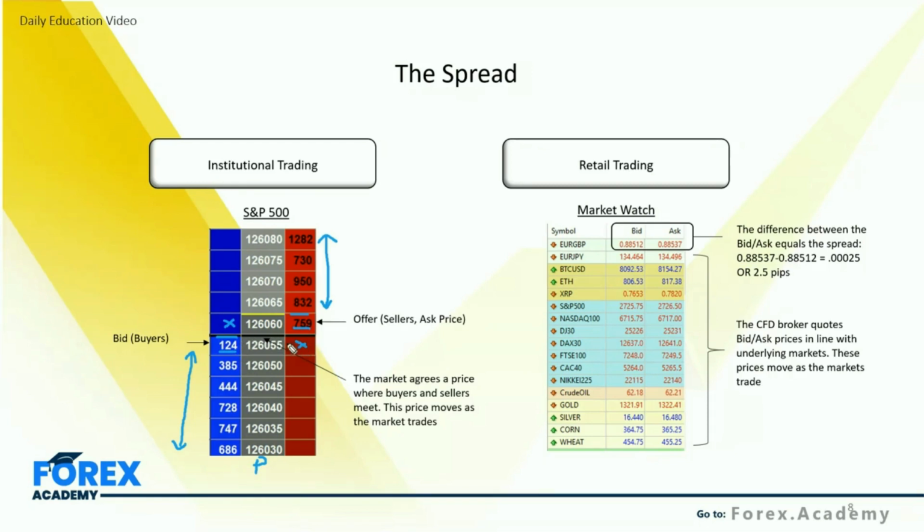So there is no direct bid and ask spread really. It is in this sense one pip, where you can either place an order to get filled at market, or buy one price above or sell one price below at market price. The market agrees a price where buyers and sellers meet, and this price moves as the market itself moves.